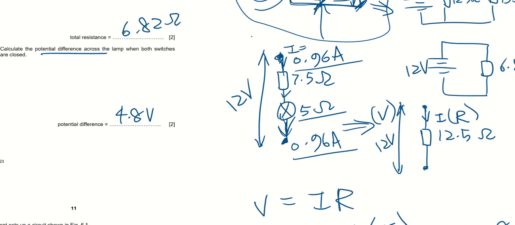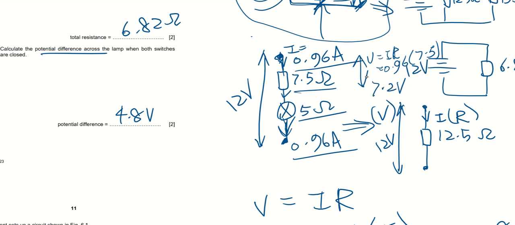But how about the voltage across the 7.5 ohm? Let's do a check. V equals IR. I know the current flowing through this 7.5 ohm resistor is 0.96, and its resistance is 7.5. Let's do our multiplication: 0.96 times 7.5, I get a value of 7.2 volts.